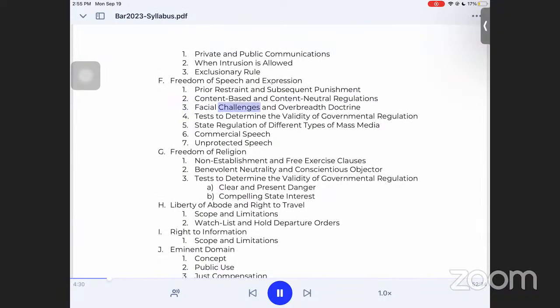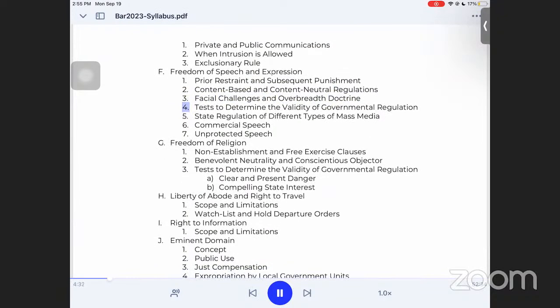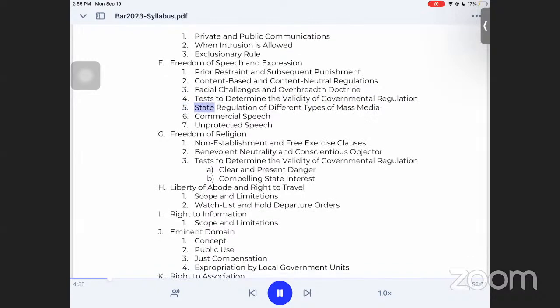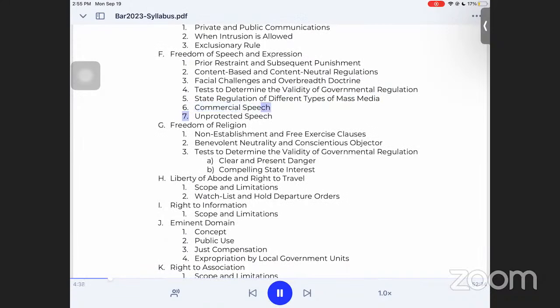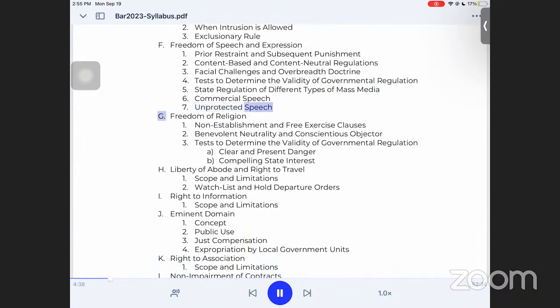3. Facial challenges and overbreadth doctrine. 4. Tests to determine the validity of governmental regulation. 5. State regulation of different types of mass media. 6. Commercial speech. 7. Unprotected speech.